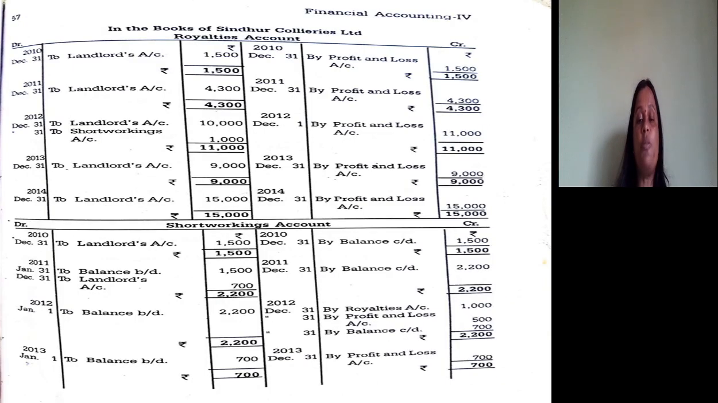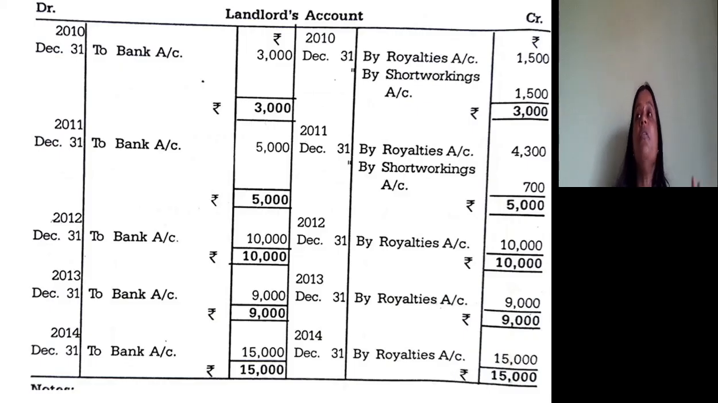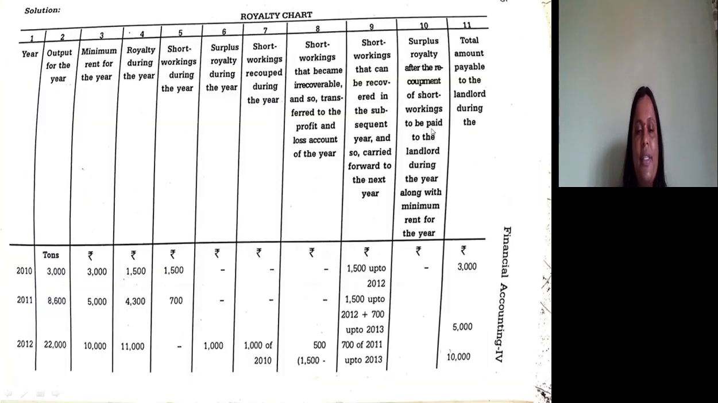So let me move towards the preparation of accounts. When we look at the preparation of accounts, first we have to pass the due entry in the books of lessee. So what is the first year? The first year is equal to the second situation. So without opening minimum rent account, what is the due entry? The due entry is royalty account debit, short working account debit, to what account? Landlord account. You just look at the chart, first year. So royalty is how much? 1,500. Short working is how much?